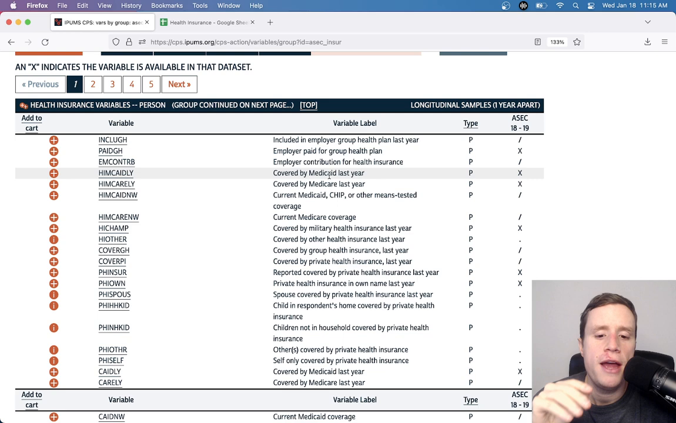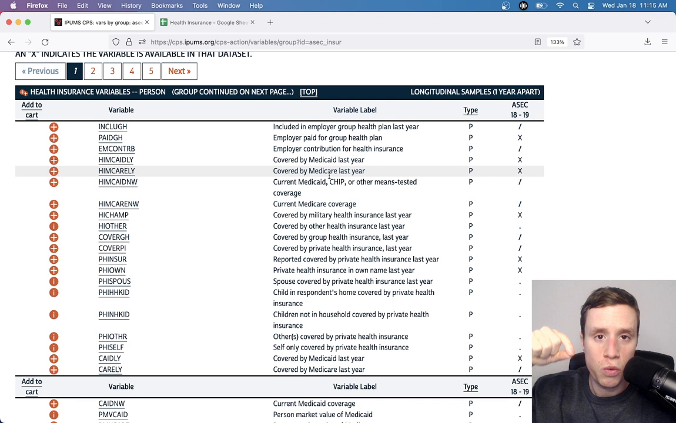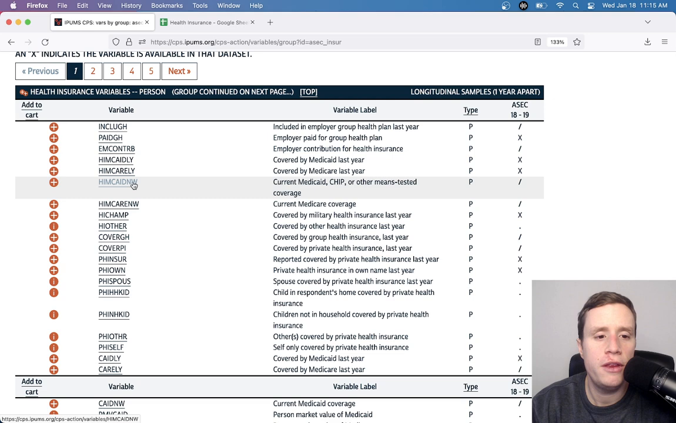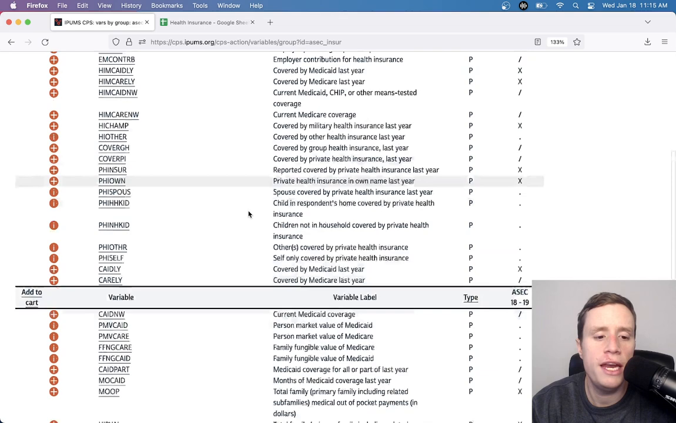For this analysis, I'm only going to focus on the ones that are just right now, the ones that say current. And you can see the ones that are right now end in NW, which is supposed to be now. Anyways, I'm looking for a couple things here. I hope this is big enough.